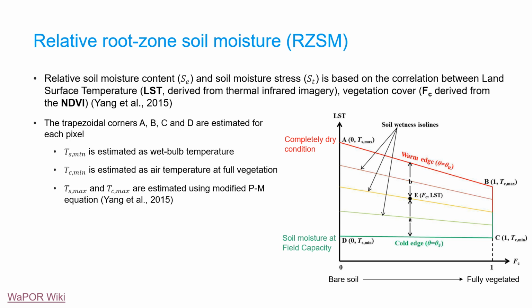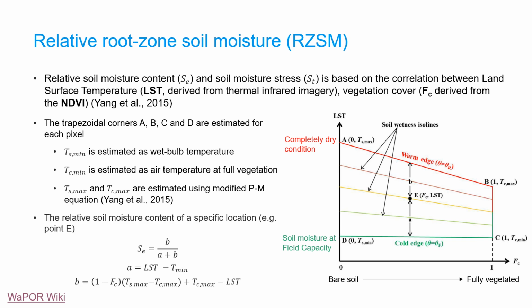The trapezoid corners A, B, C, D are determined for each pixel by estimating the minimum and maximum temperature of soil and canopy as follows. The linear relationship between LST and vegetation factor is described by the soil wetness isolines for each value of relative soil moisture content. With this linear relationship, the model calculates relative soil moisture content for a specific point using the actual LST and vegetation cover values from satellite data.